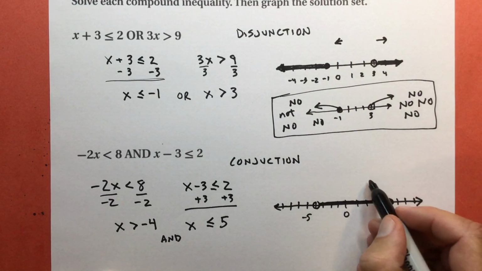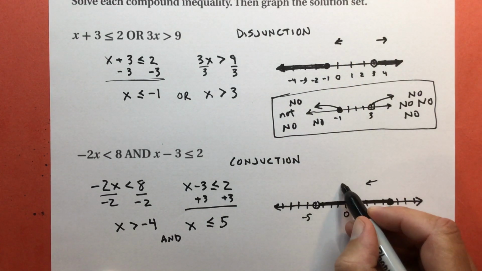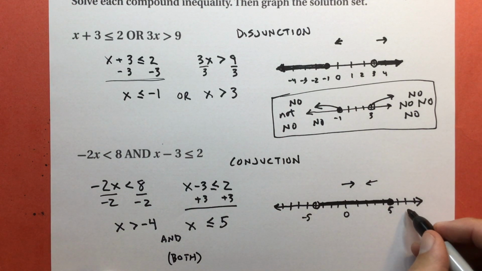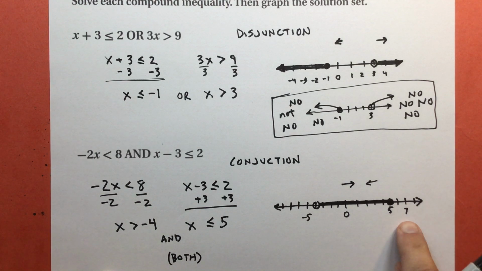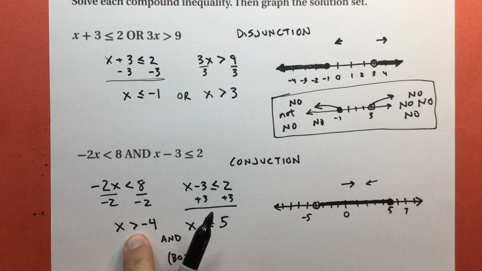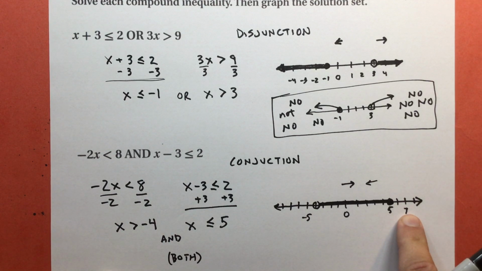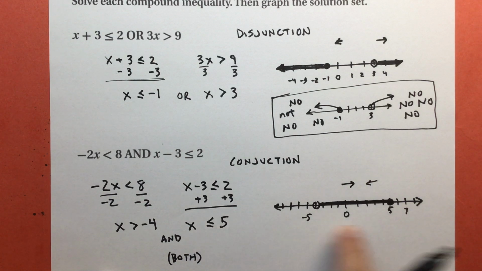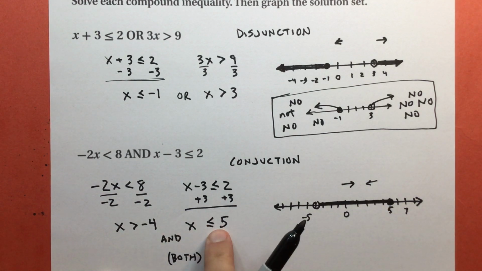A conjunction using the word and goes this way. And since I'm using the word and, both of them have to be true. So if I said over here, for example, I've got 7, I know that 7 is greater than negative 4. But it's not graphed because 7 is not less than 5 or equal to 5. So I don't graph 7. I only graph the numbers that make both of these true.